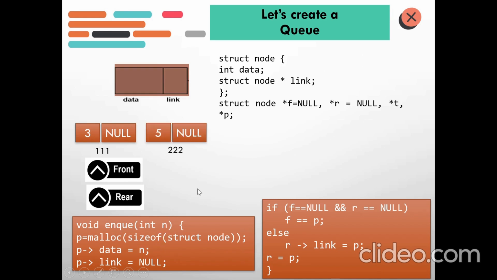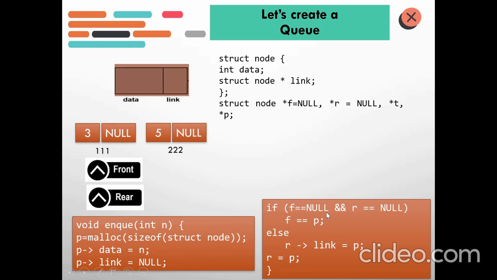So what would be done? A new node would be allocated. Here I am assuming that we have been passed a value of 5, and that n has been assigned to data as we did in this case also. What is the link part? That also has been assigned to null. Right, now coming on to the if part.